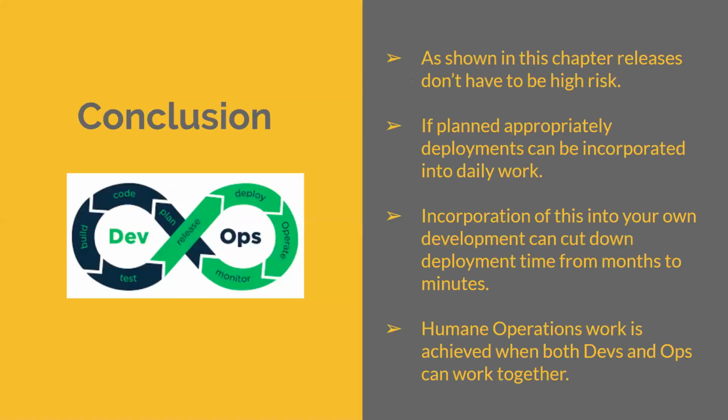Finally, we have the conclusion for this chapter, where we learned that releases don't have to be high risk when deployments are planned appropriately. They can be incorporated into daily work. Also, incorporating this into your own development can cut deployment time from months to minutes. And humane operations work is achieved when both devs and ops work together.